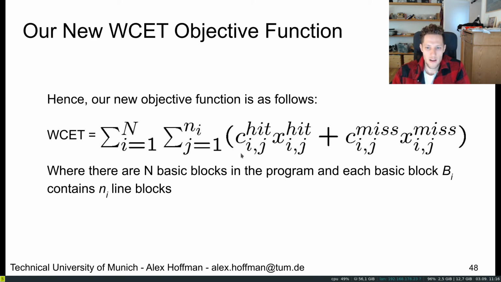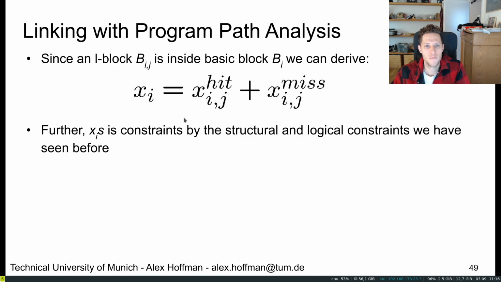As we can see here, we have the hits and the misses, and these are in terms of L blocks, right? And for basic blocks, the basic block contains L blocks here, whereas N here. So it's the set of all basic blocks made up of the set of all L blocks, okay? And if we think about it now that we have an L block, for instance here, ij, that is inside of a basic block I, we know that the number of times that an L block will be executed in total, meaning the number of hit executions plus the number of miss executions, will be equal to the number of times the basic block gets executed.